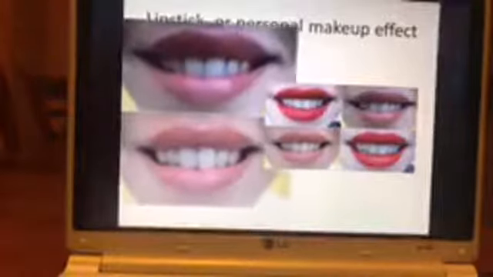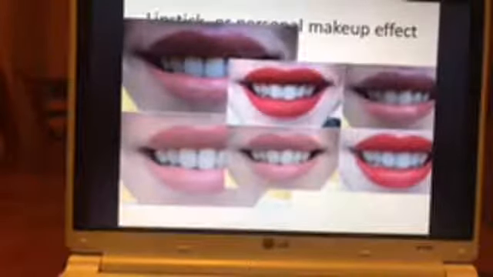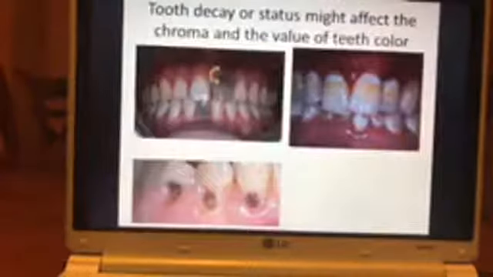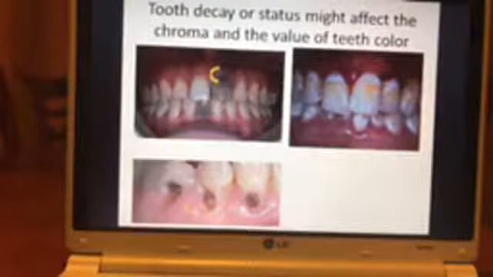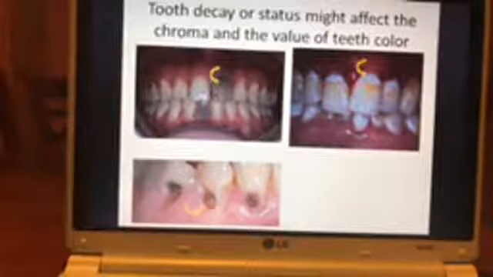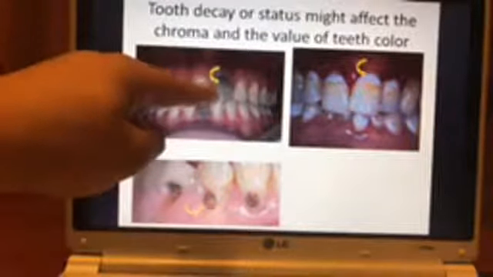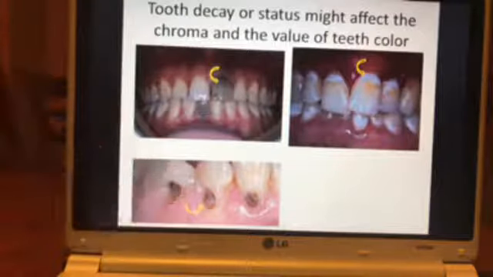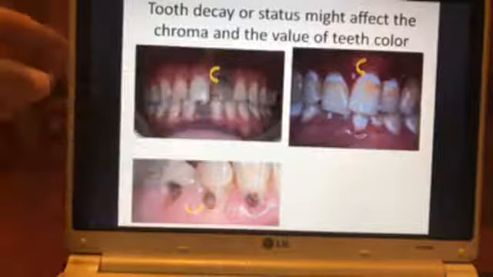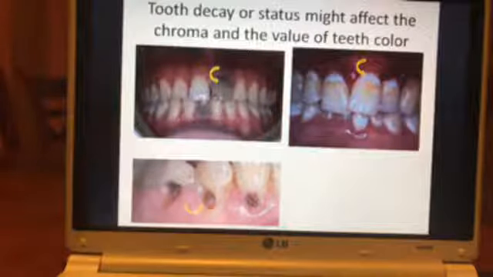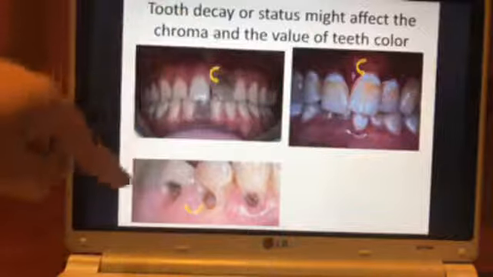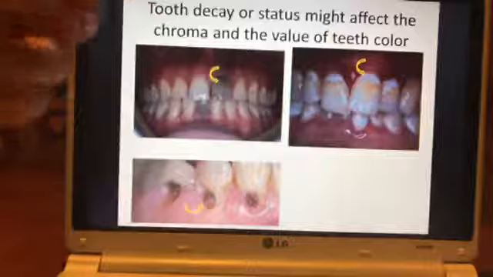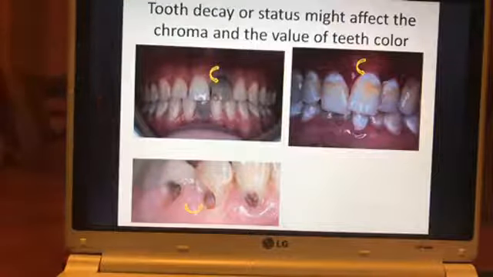The lipsticks. You can see every different lipstick gives another color for the tooth. So it's very important to remove the lipstick before you start color selection. The dental caries, the decay. If you have a dark decay over here, like in this case, that will give you a feeling that the teeth have lower value, dark. But in fact, the teeth have medium value, not a lower value. So it's always good practice to remove the caries before the color selection.